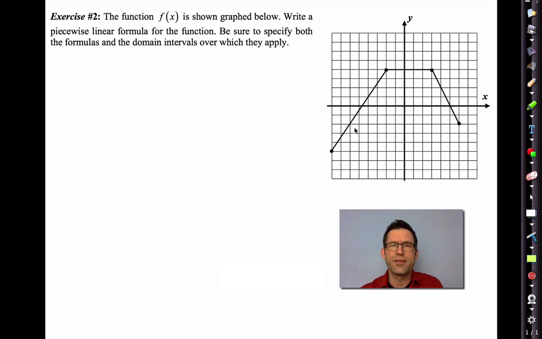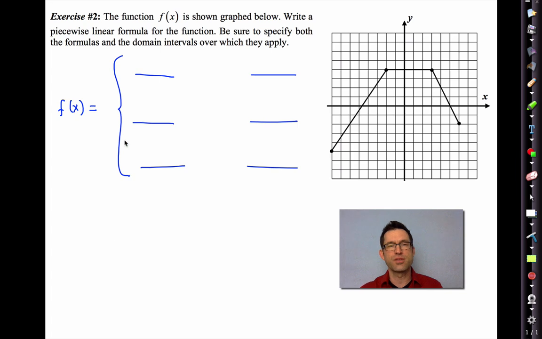Okay, now let's just take a look at the graph. Let's get a lay of the land. Okay, there's really three distinct portions. So ultimately, whenever I write a piecewise formula, f of x equals, we use these funny brackets. Now, we're going to have three formulas, 1, 2, 3, and 3 intervals.